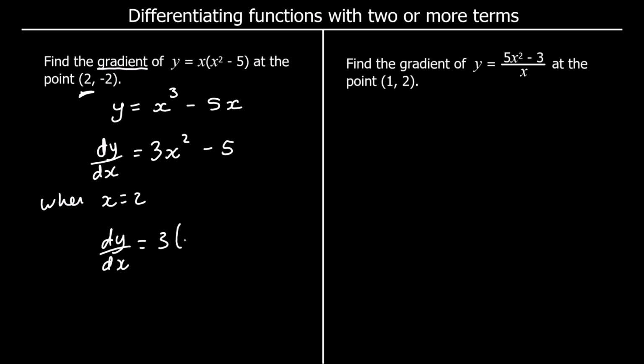So we've got 3 times 2 squared, take away 5. So 2 squared is 4, 3 fours are 12. 12 take away 5 is 7. So the gradient is 7 at that point. One for you to try. Give it a go.